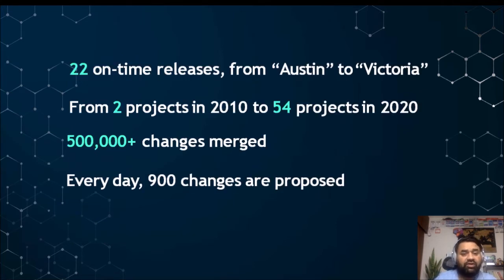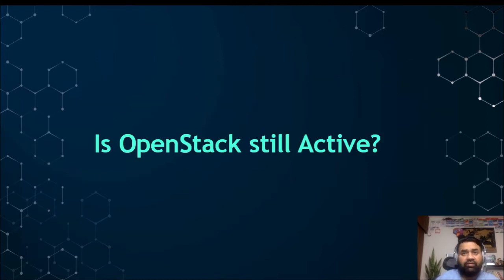And overall, if you see, we had 22 on-time releases from our very first release named Austin to our most recent release Victoria, which was done last month, October. Initially we started with 2 projects, and now OpenStack has 54 projects in 2020, and 500,000 plus changes have been merged till now. It's a huge number. Every day around 900 changes are being proposed. So yes, the community was big. We had so many contributors and all.